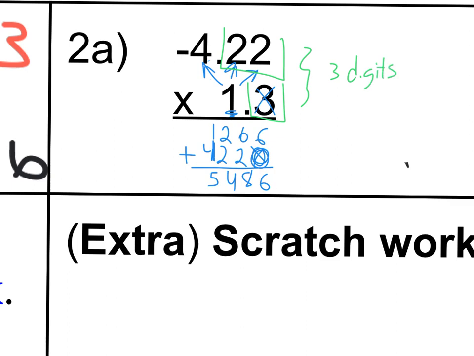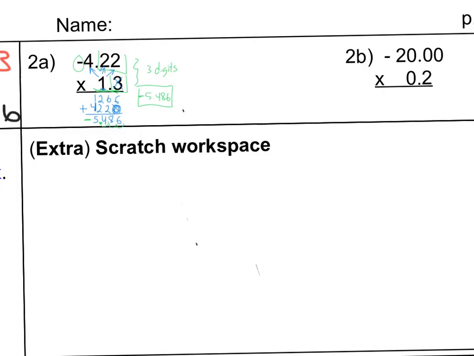So we're going to start in the back. We're going to move it 1 time, 2 times, 3 times. So our answer is 5.486. But since it was a negative times a positive, this is just a regular positive 1.3, our final answer will be negative 5.486. Again, if we don't show the work, then it doesn't count, but that is our final answer.